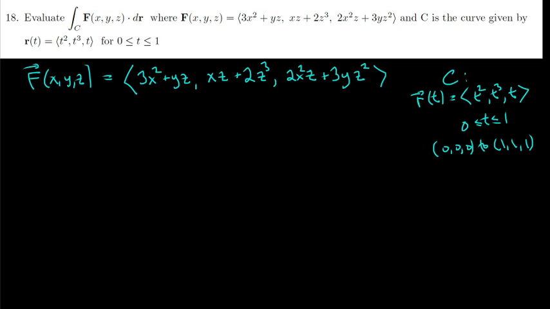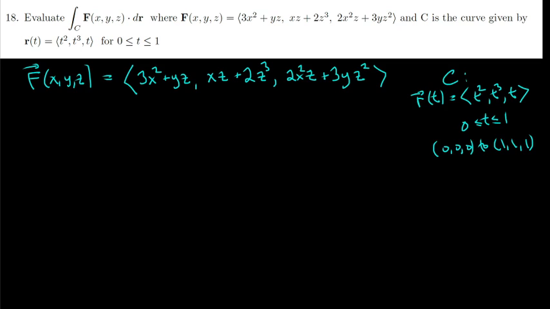No surprise, it's yet another line integral. So here we're integrating the vector field F, and it's given as 3x squared plus yz times i plus xz plus 2z cubed times j plus 2x squared z plus 3yz squared times k. So this is a vector field in space, right? Up until now, I think we've been dealing with vector fields in the xy plane. So this is a little bit different.